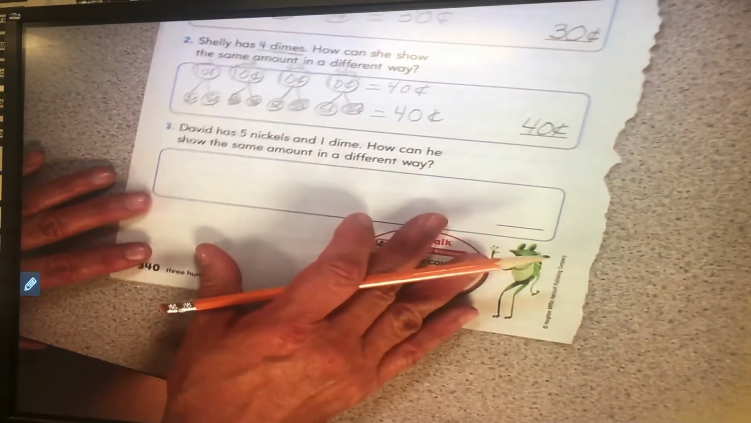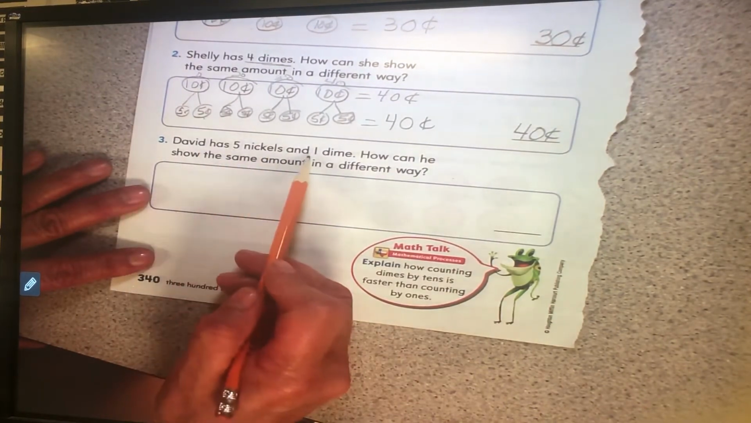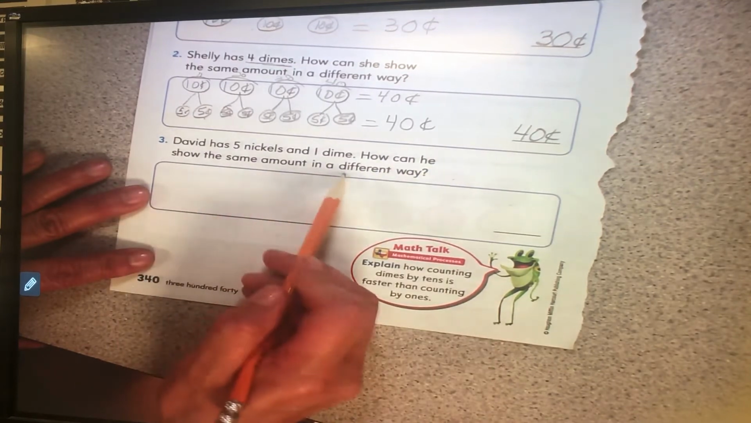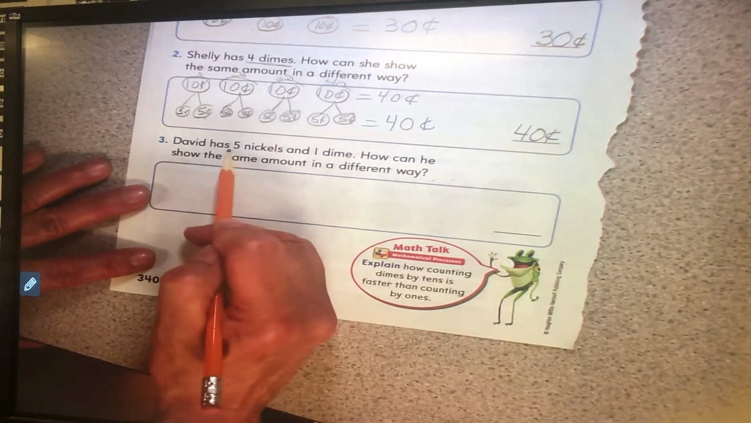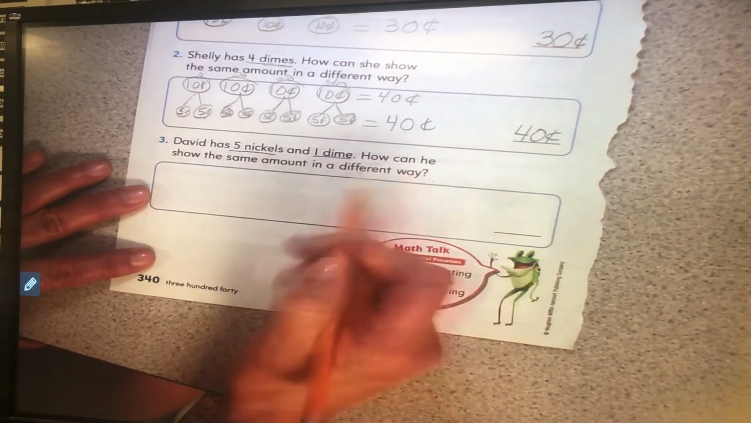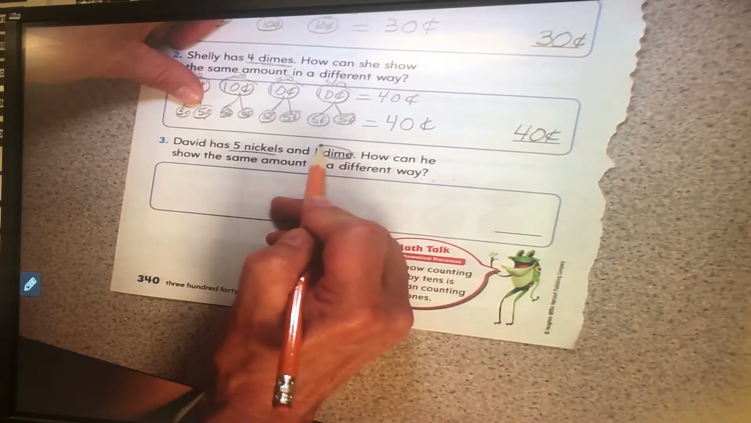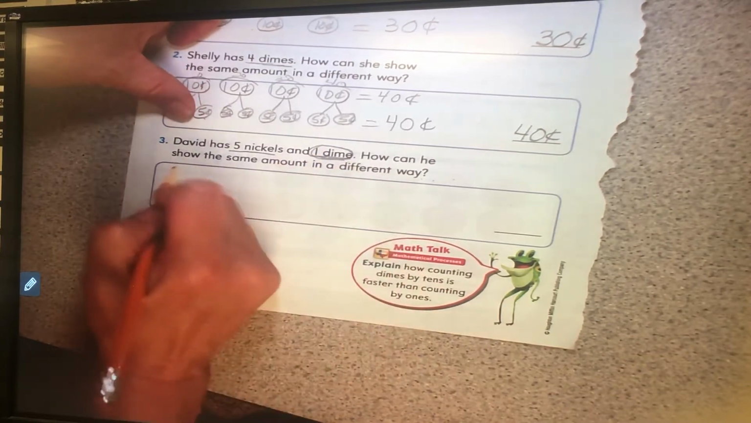Number 3. David has 5 nickels and 1 dime. How can he show the same amount in a different way? So what's the first thing I have to do? I have to find out the value of 5 nickels and 1 dime. Now remember, we always start with the largest amount. So which one is worth more? The dime.